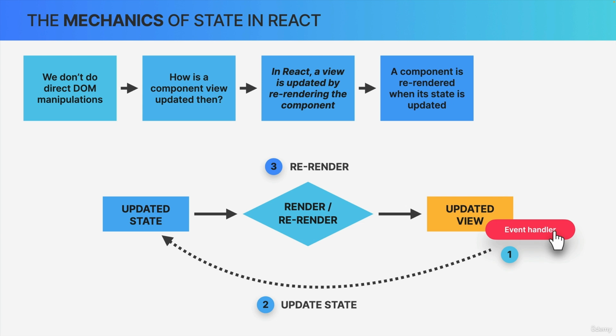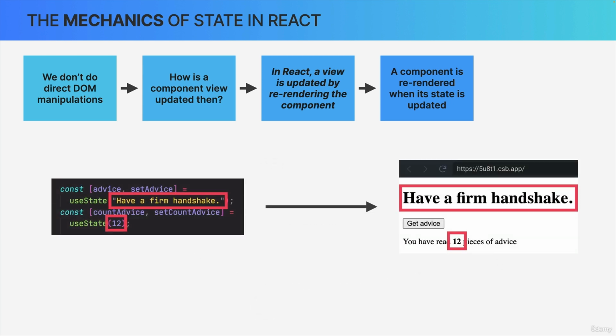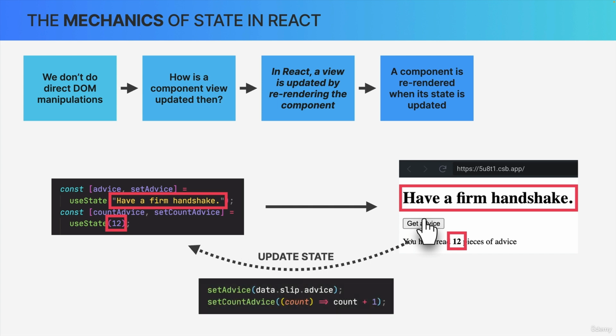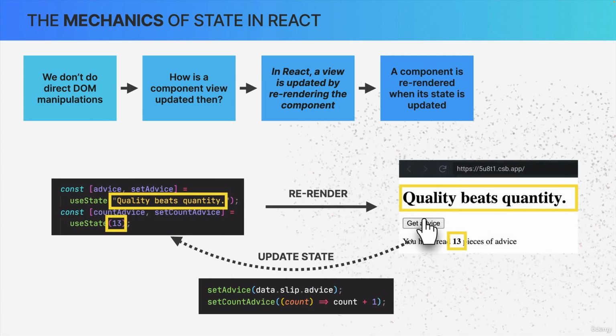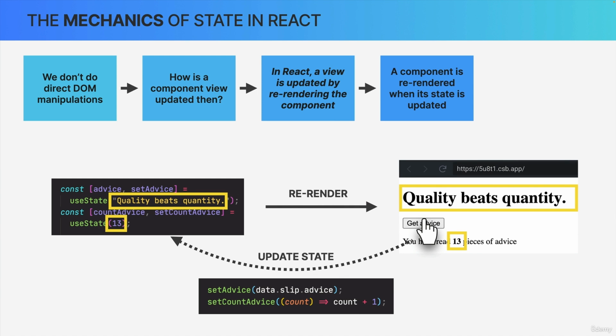Or as a more real example, we can look at the simple advice app that we built in the first lecture of the course. So in that application, each time we click the Get Advice button, a new piece of advice is fetched from the API. Then, when that data arrives, we store the data in the advice state variable. So we update the advice state. So let's imagine that the new advice is "quality beats quantity." React will notice this state change and re-render the component. So it will remove the old one and display a new updated component view on the screen.